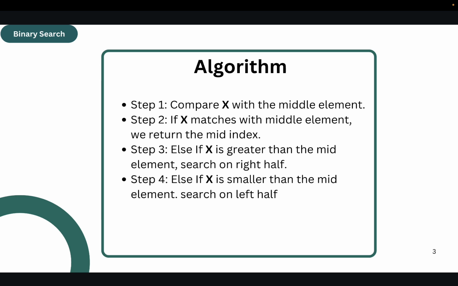Let's have a quick look at the working of the algorithm. We have 4 steps. Compare x, which is our target value, with the middle element. If it matches, we return the index of the mid element. If x is greater than the middle element, we'll start searching on the right half. And if it is smaller than the middle element, we'll start searching on the left half.